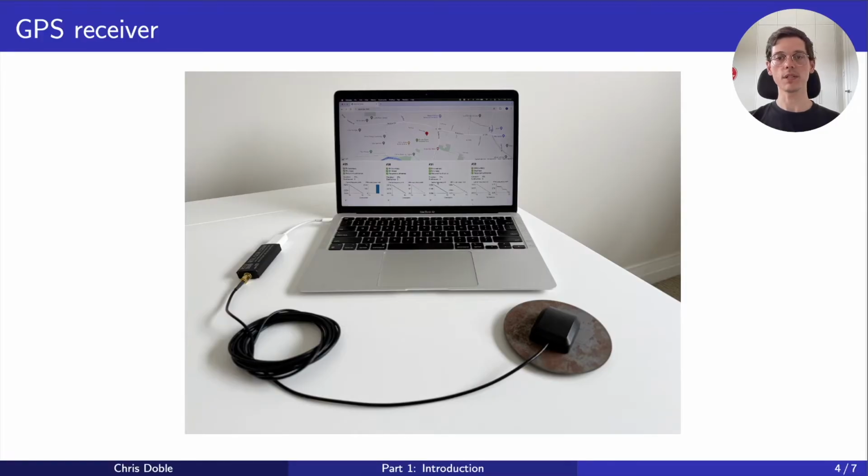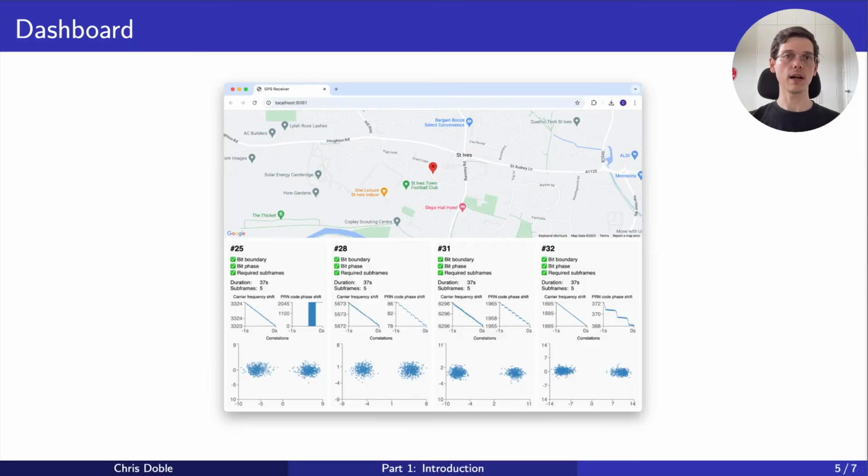The antenna receives signals from GPS satellites, the dongle digitizes them, and the code on my laptop does the rest, processing the signals to eventually calculate my location. I even created a dashboard showing which satellites it's tracking, their status, and the most recent location estimate.